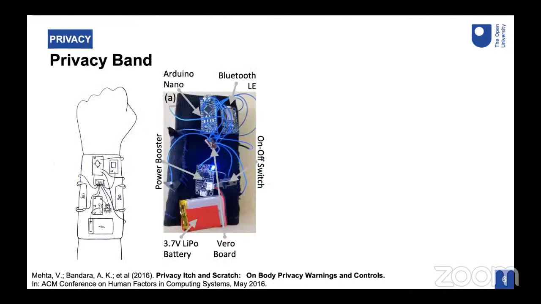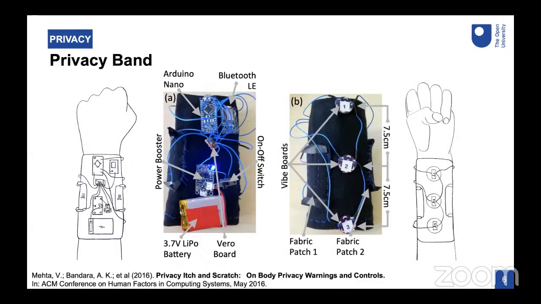So the technology you just saw in that example, we actually implemented into a prototype called the privacy band, which has the communication technologies like a Bluetooth-enabled microprocessor that can talk to your mobile phone and interact with the applications that are trying to access your information. And also a set of vibrotactile actuators, so vibration motors, and also the patches on the side of the band in order to receive the control input. So that's the privacy band.